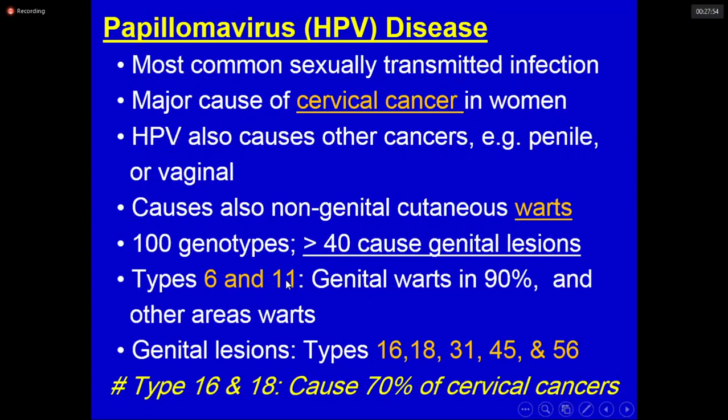Type 6 and 11, remember, 6 and 11 cause genital warts in 90% of the cases. And also in other areas, not only genital, but mainly genital warts, 90% of them are caused by serotype or genotype 6 and 11. Also, genital lesions, here I am speaking about warts. Genital lesions, also type 16, 18, 31, 45, and 56.